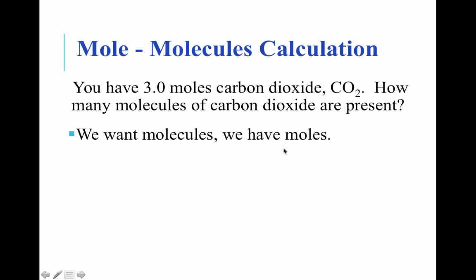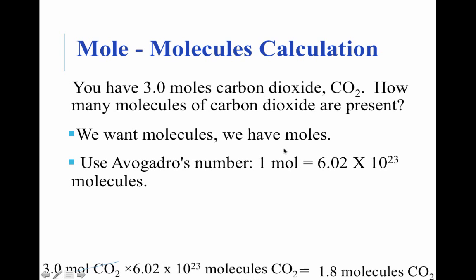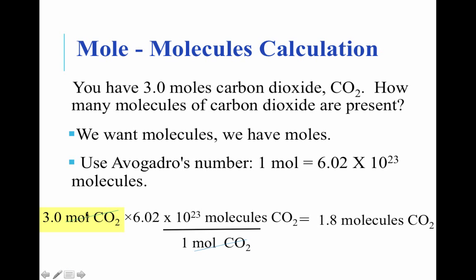So as I set up this problem, I'm going to have my 3.0 moles of carbon dioxide as my given, and then I'm going to be using Avogadro's number. 1 mole of carbon dioxide is equal to 6.02 times 10 to the 23rd molecules of carbon dioxide. Note that I set it up so that moles of carbon dioxide cancels out, and my answer is going to be in molecules. And I get 1.8 times 10 to the 24th molecules of carbon dioxide.